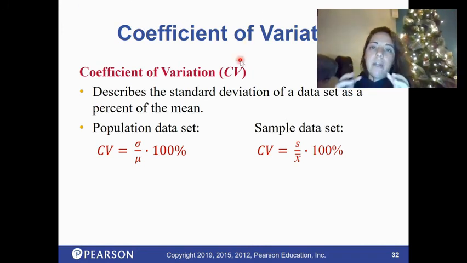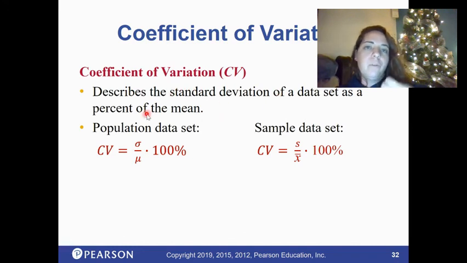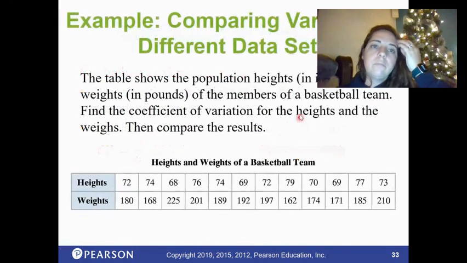Because if you have 2 sets of data and you want to talk about which one is more spread out than the other one, you have to have some way to compare the 2. And the best way to do that is to compare them to their average or their mean. And that's what a coefficient of variation does. It describes the standard deviation as a percent of the mean. So you take your standard deviation, you divide it by your mean. Whether it's the population or the sample, you take the standard deviation and divide it by the mean.